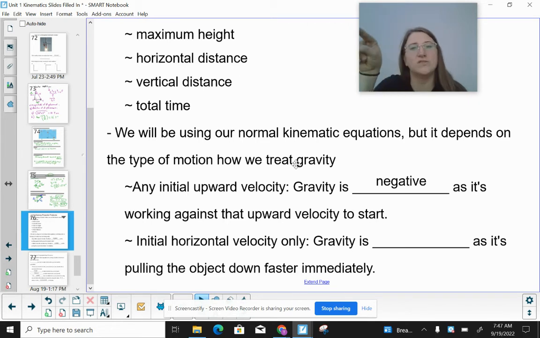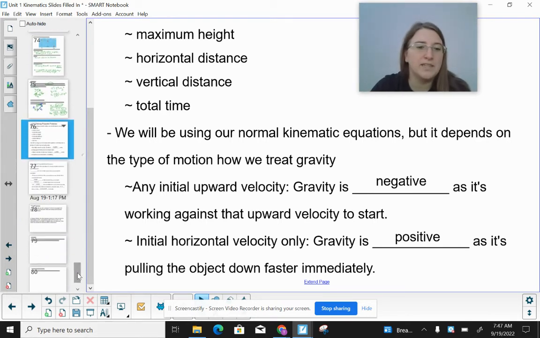Now, if you have a horizontal velocity, you can still call gravity negative if you'd like to. However, if you go out straight horizontal, you will immediately start speeding up, and so we can call gravity positive. Again, when you throw something upwards, you are immediately slowing down, so we can call gravity negative. Throwing straight horizontal, you immediately start speeding up, so we'll call gravity positive. Remember, it is your choice, but these are the standard, accepted ways to go about doing it.